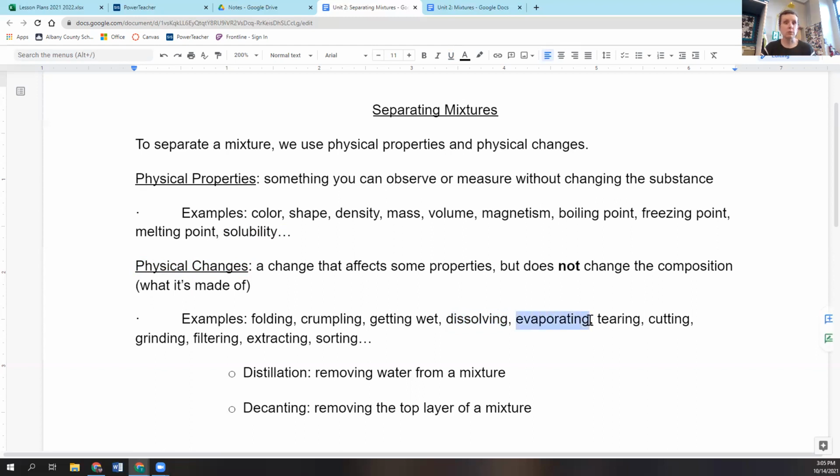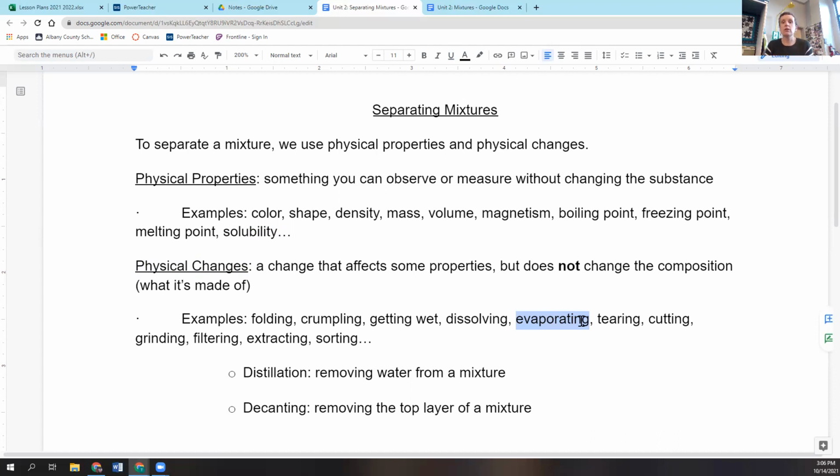Evaporating, physical change. When I evaporate water, it goes away, but it's not changing into something else. It's changing into water vapor. It's still water, just in a gas form. And that's actually a really cool way to separate salt from water. Just evaporate the water. The salt doesn't evaporate, it stays behind in the container.